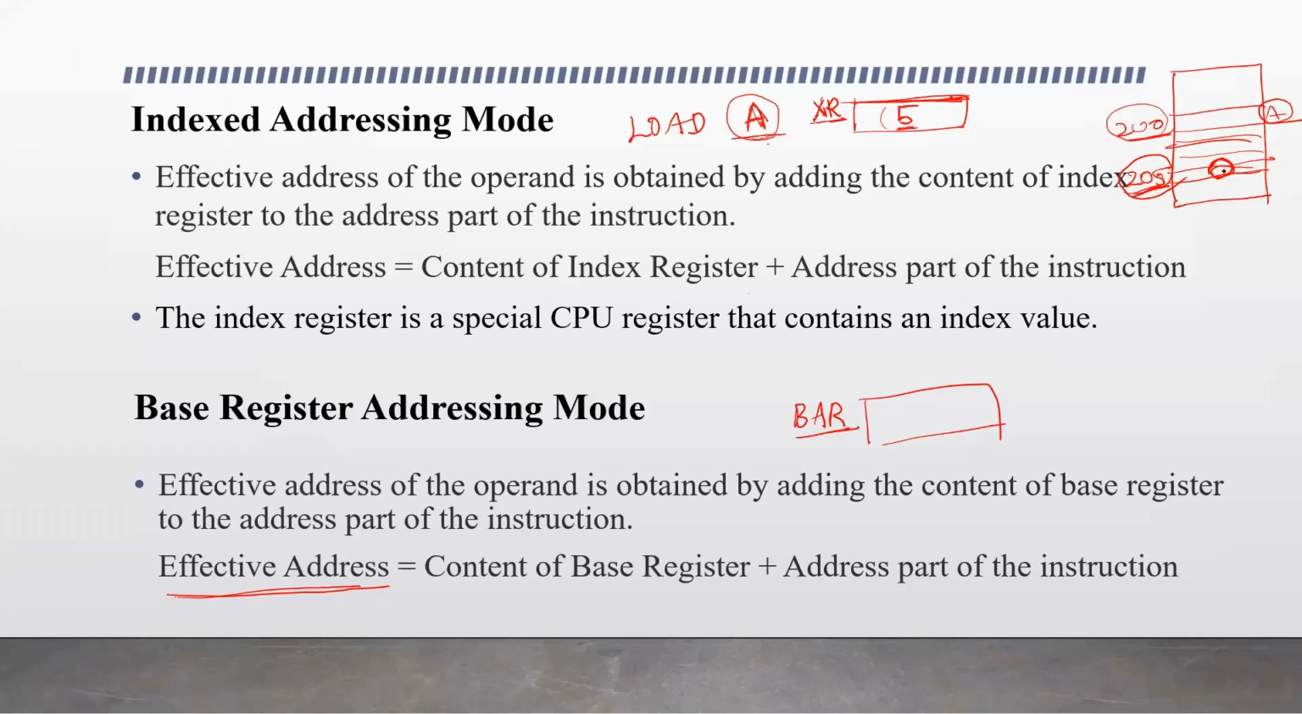So when the effective address is calculated in index addressing mode, it is calculated in this way: adding the address part of the instruction to the content of the index register. Is it clear?